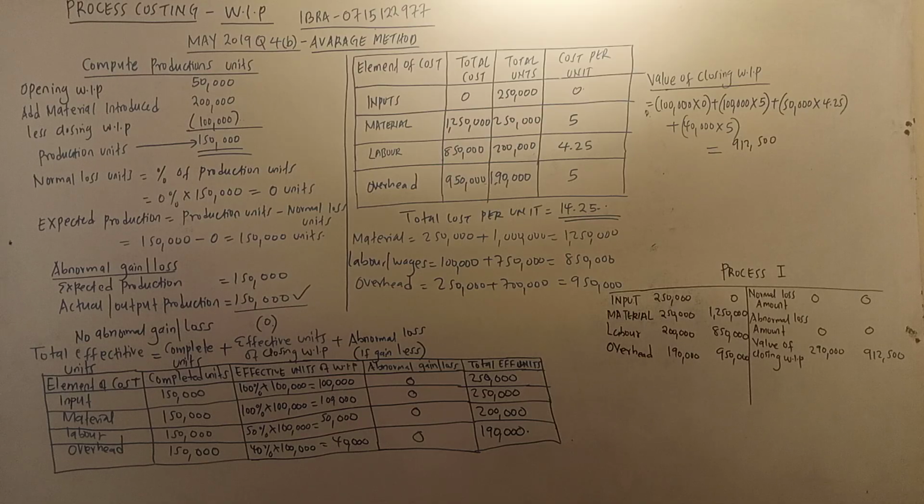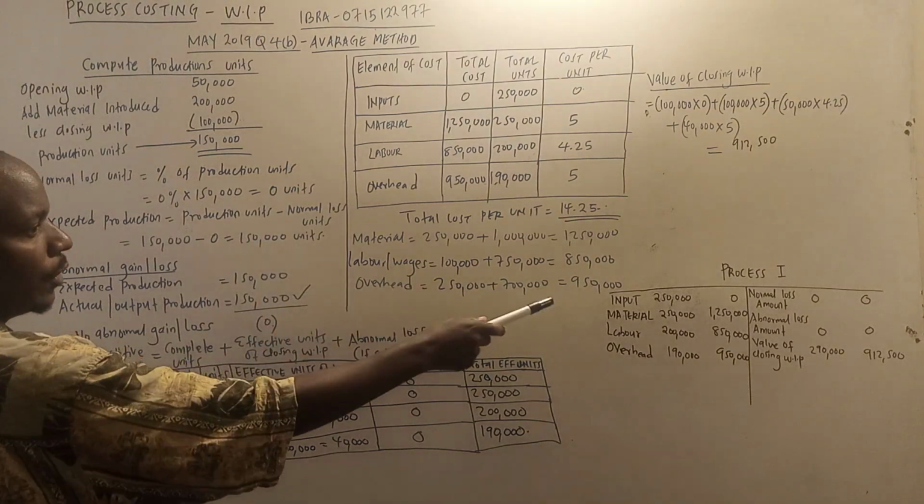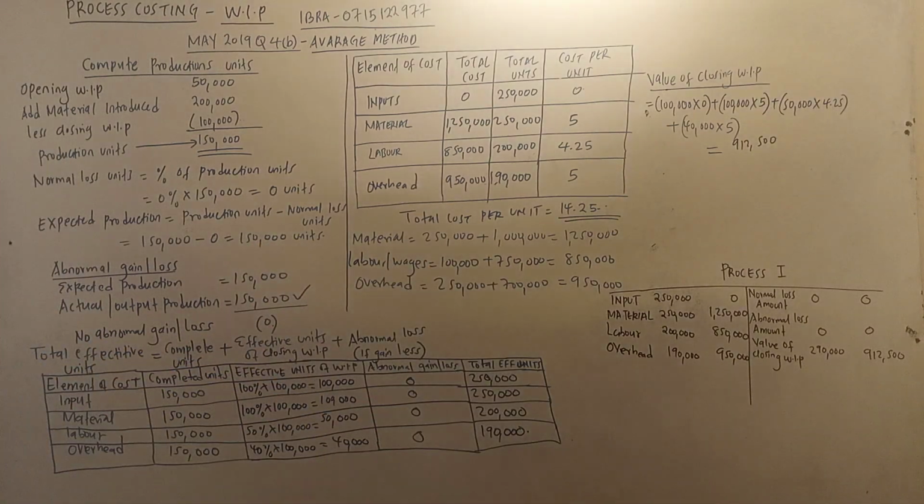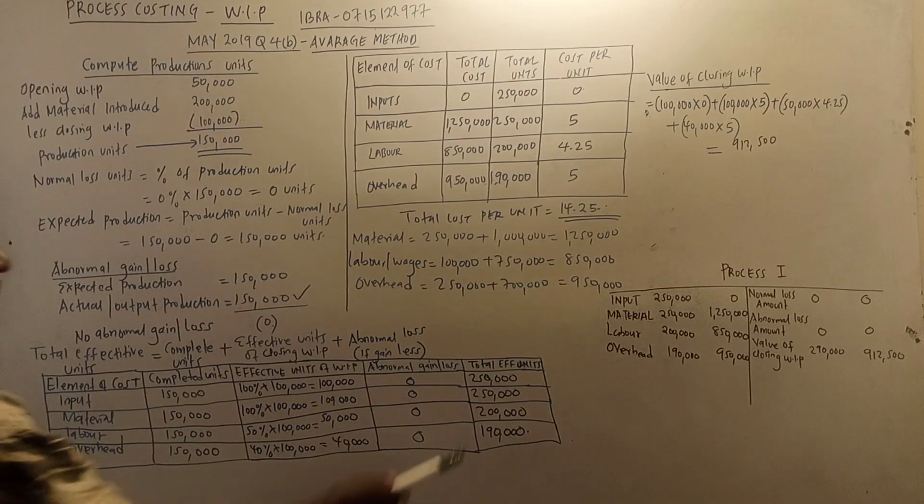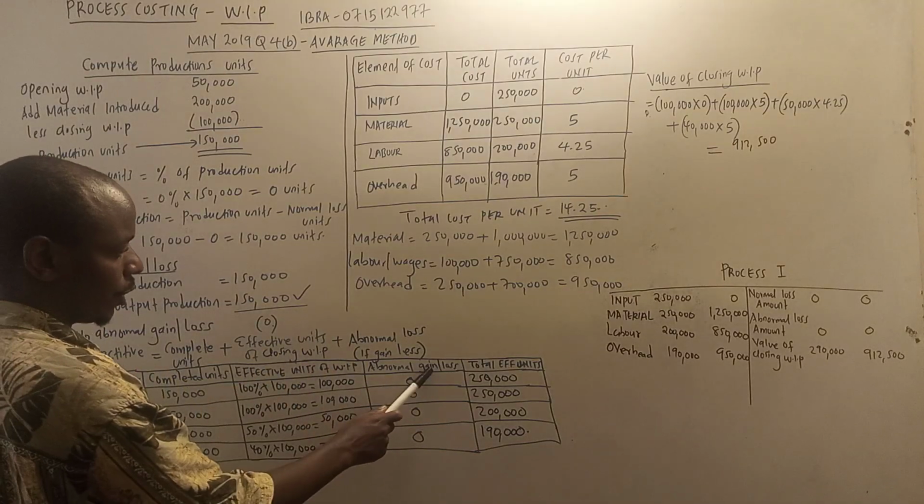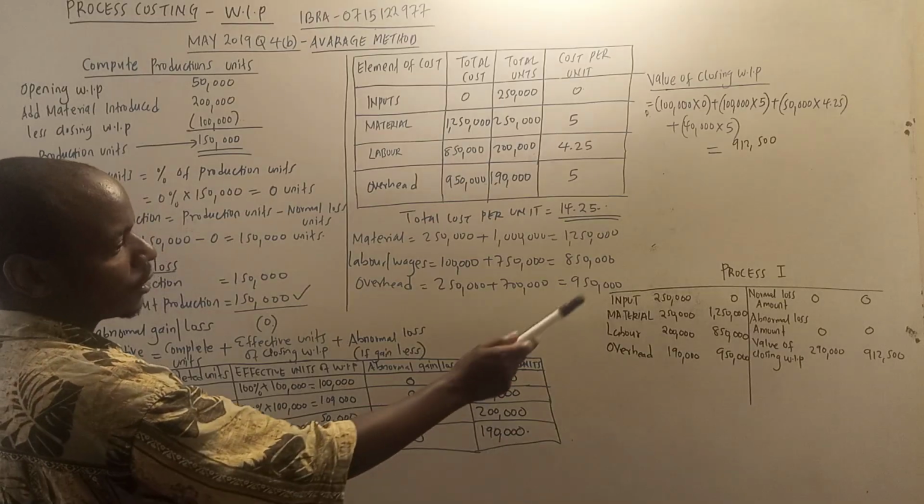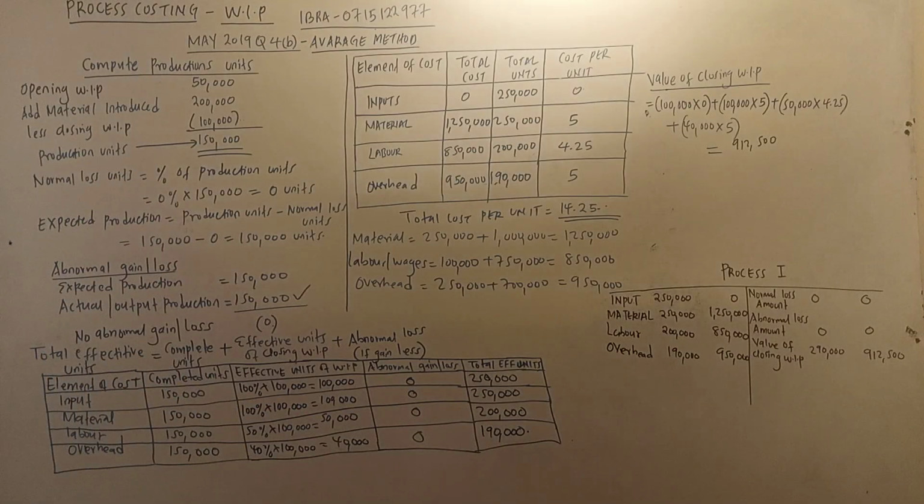Now, what about normal loss? In this case, the normal loss was 0 units. So we had 0 units in the losses, meaning there was no losses. Even if you take 0 times the cost per loss, it will still be 0. Same to abnormal losses. In this case, gain or loss was 0. So the units is 0, and the amount is also 0.